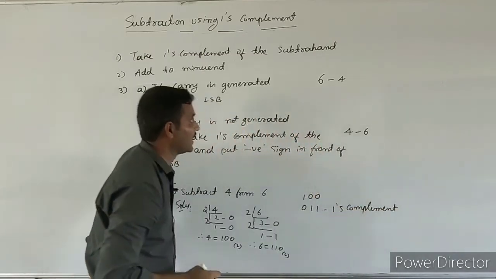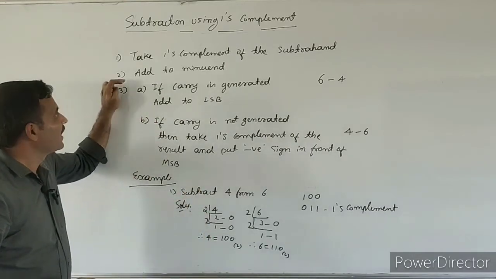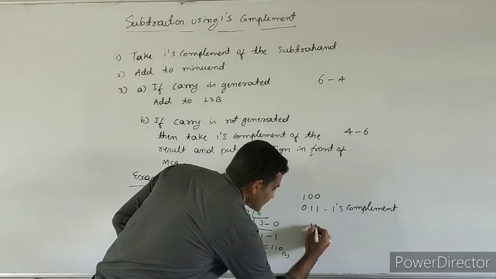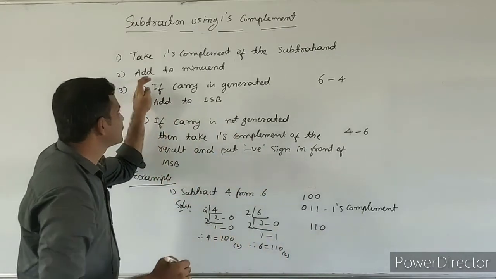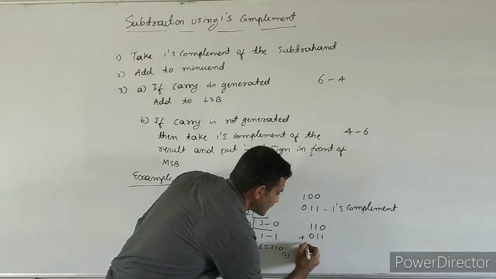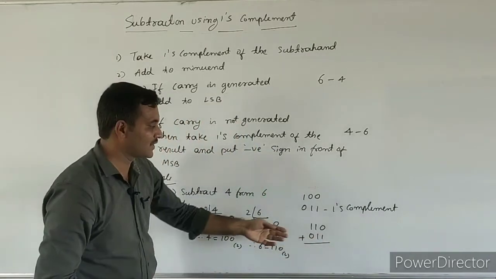Ones complement. Then follow the second step: add to the minuend. Here the minuend is 6, so the value of 6 is 110. Add the ones complement, 0 1 1, to the minuend. The process is addition.